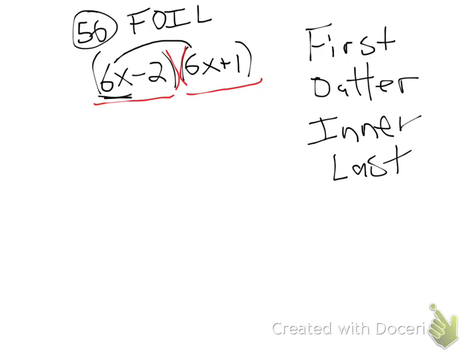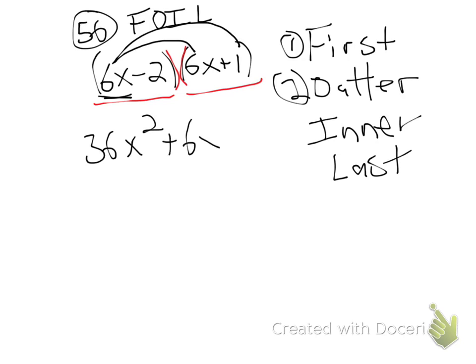So we do first. First step is we do first. So 6x times 6x is 36x squared. Second, we do our outer. So 6x and 1 are our outer. So 6x times 1 is 6x.